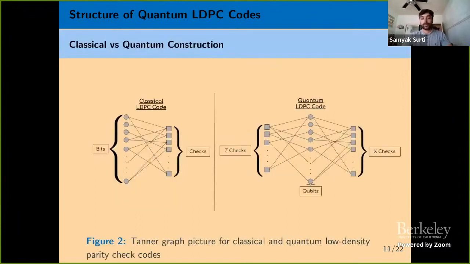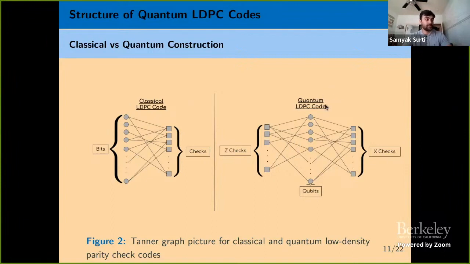So let's take a look at what this looks like. First, we can look at these codes visually. If we have a classical LDPC code, we can describe it with what's called a Tanner graph. And this Tanner graph basically tells us these checks are being performed on these bits over here. So on the right here, we can think of these as our stabilizer checks, and on our left, we can think of these as our qubits.